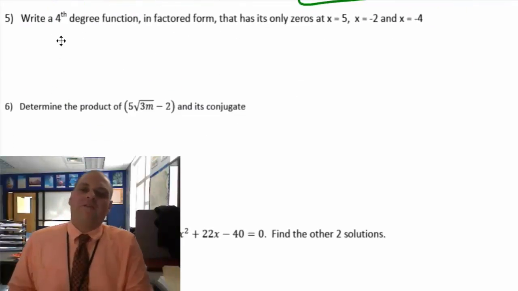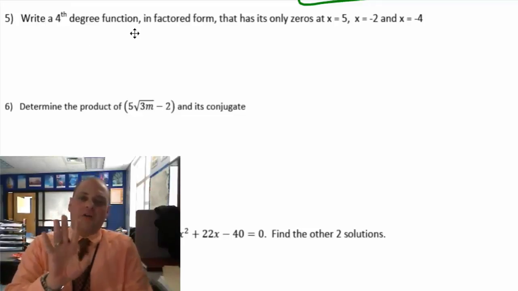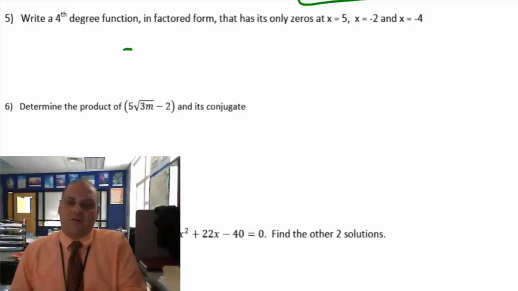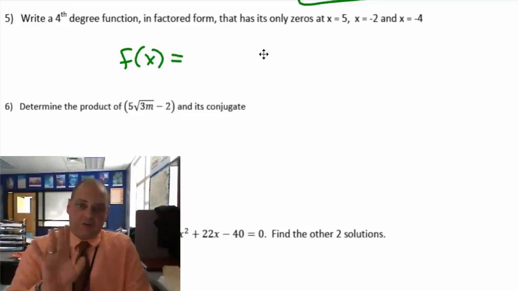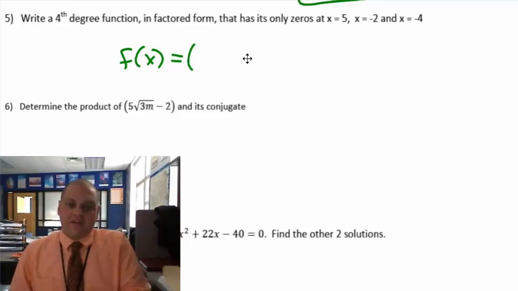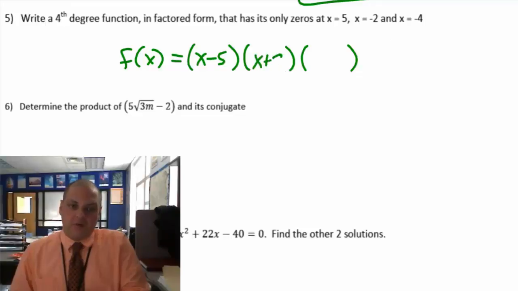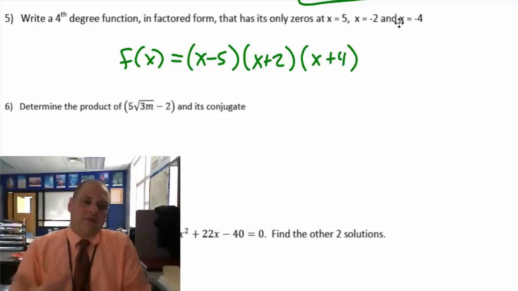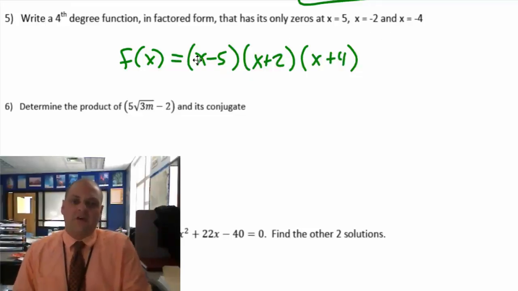This is a review problem. Write a fourth degree function in factored form. So I'm going to go f of x equals. Looking for 4 factors. The problem is I only have 3 roots. X equals 5 is x minus 5 as a factor. X plus 2. And then x plus 4. Remember, you write the opposite basically is going to be the factor.